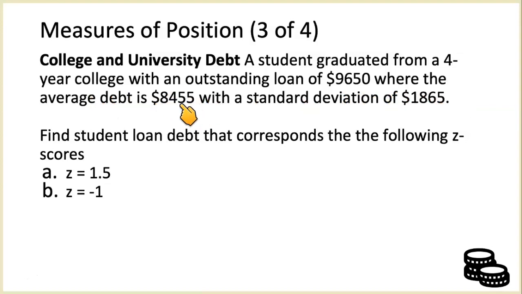Now this is the average debt for the entire college. So we would say that represents a population. This is the average for the entire college, not just a selection of students. So we would say that's a population value with a standard deviation of 1,865.